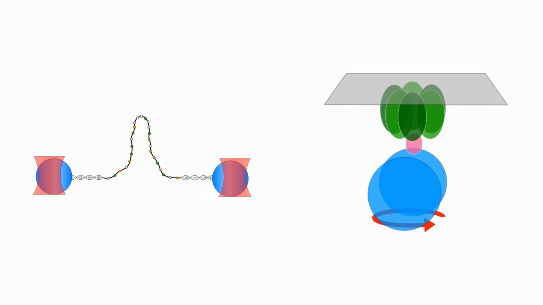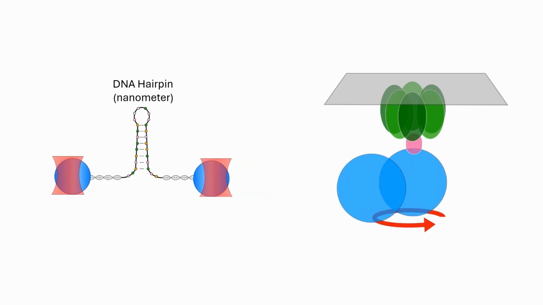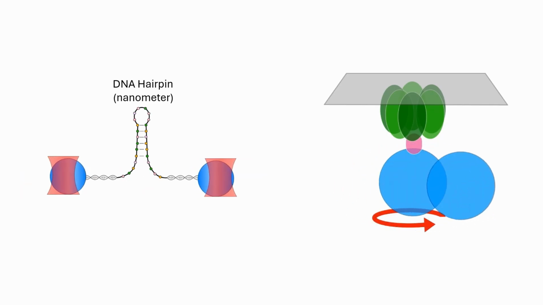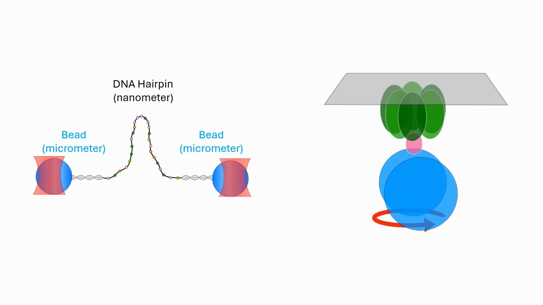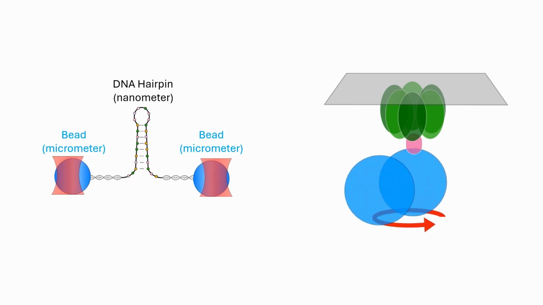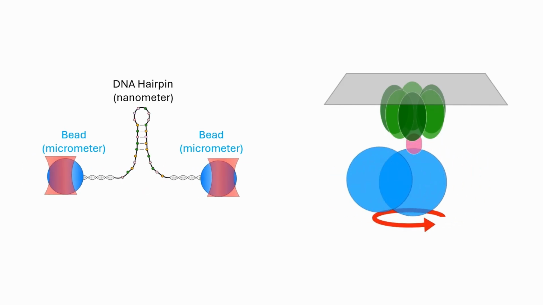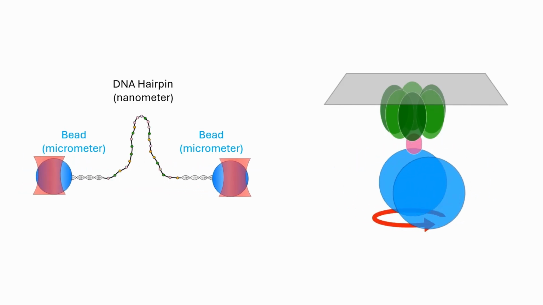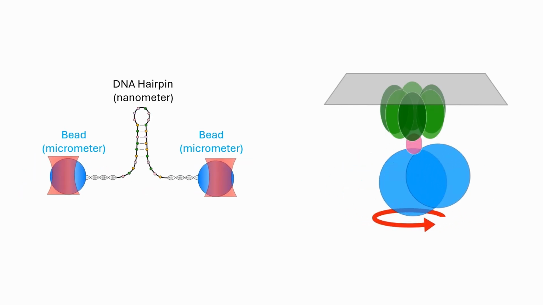So here's a couple examples that I have, just cute little animations that I've made. This is a DNA hairpin, which is on the length scale of nanometers. So it's a polymer, and what you can actually do is attach it between two beads, which are on the length scale of micrometers, so 10 to the minus 6 meters. Those are the exact same beads that I showed in the previous video. You can attach it between the two and then pull the beads apart in order to rip this DNA hairpin apart.